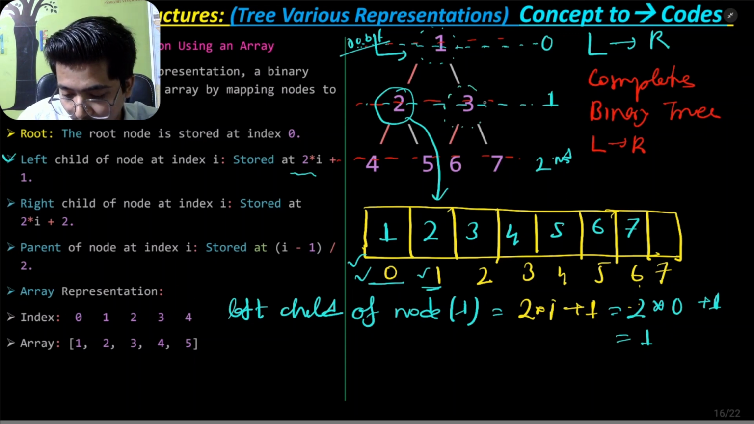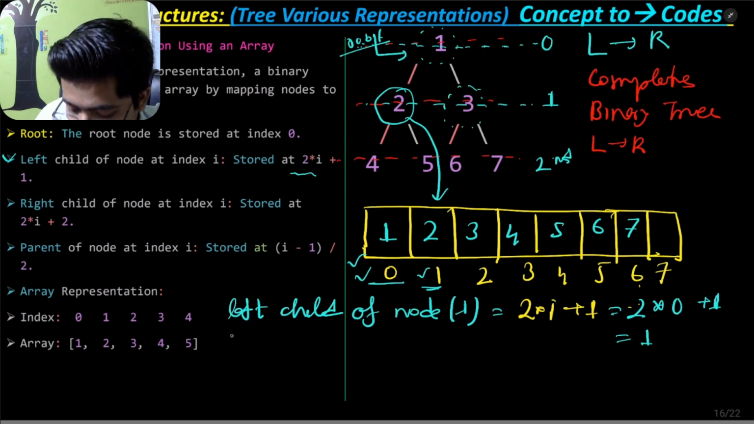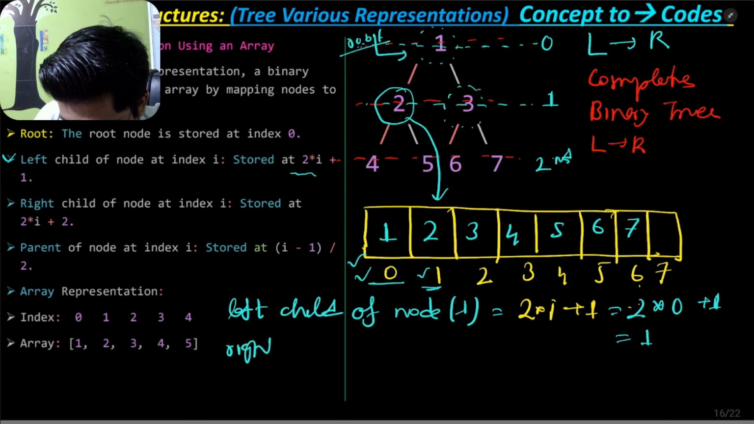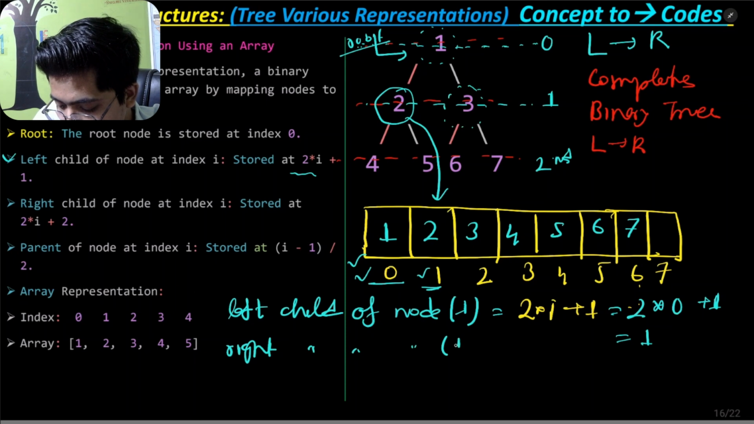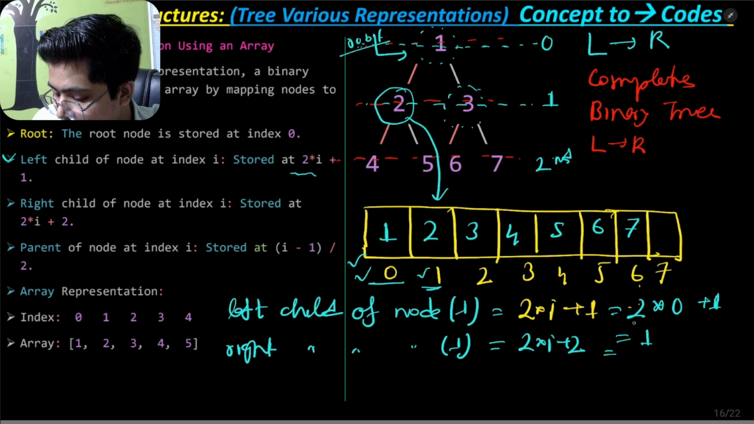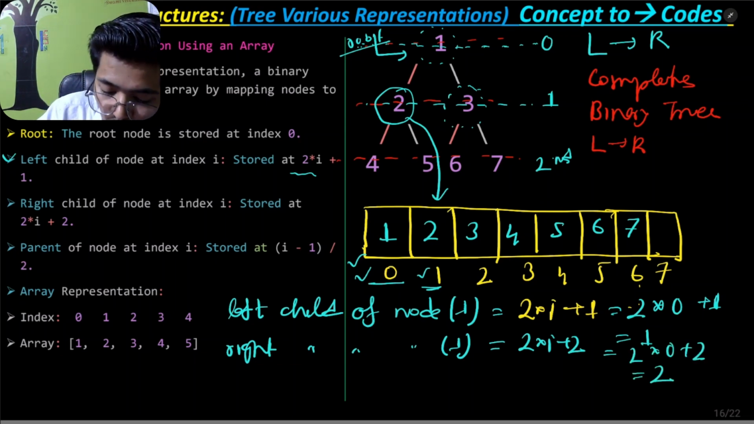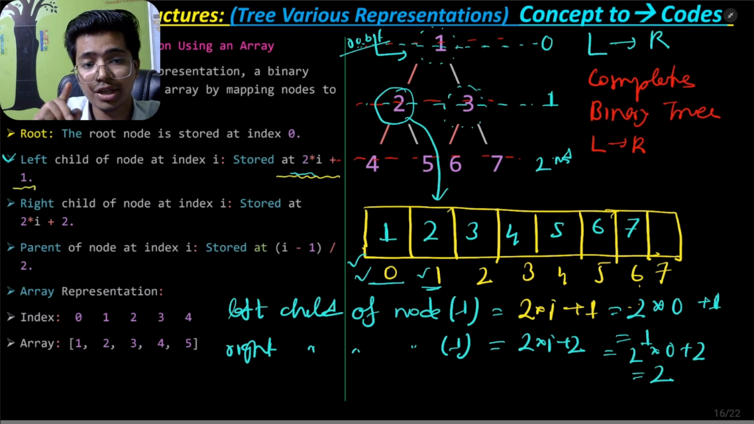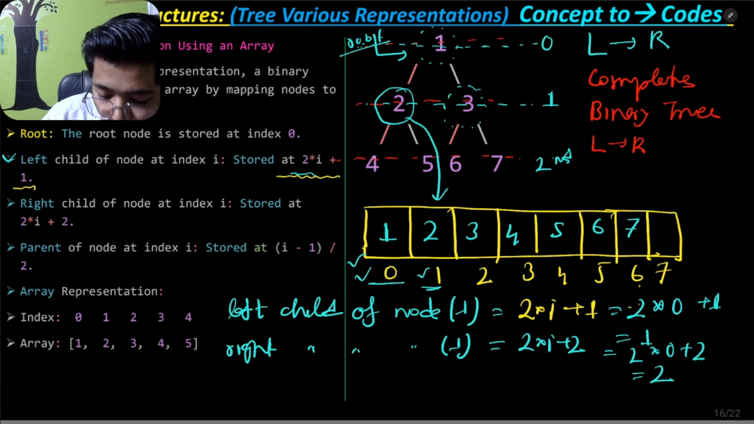How can we find this right child? Let's apply the formula for the right child of root node 1. That is 2 star I plus 2. So 2 into 0 plus 2 means we get index 2. So the left child will be stored at index 2 star I plus 1, and the right child will be stored at index 2 star I plus 2, always.